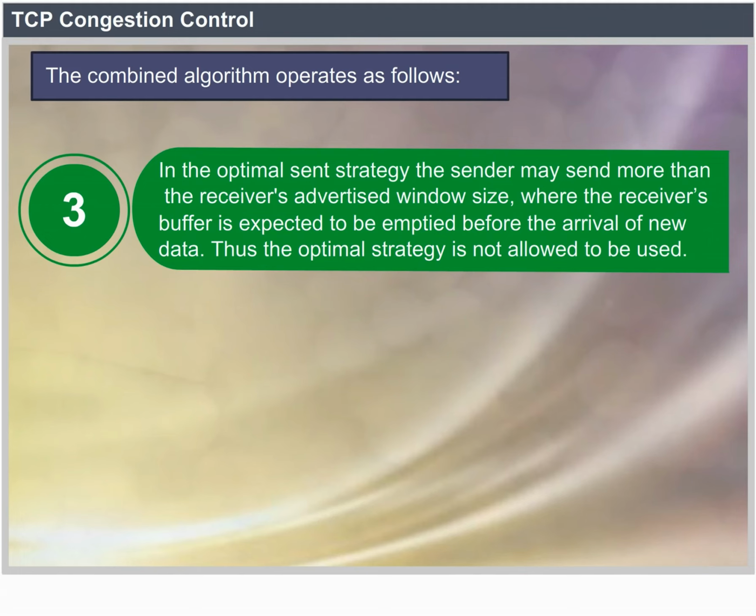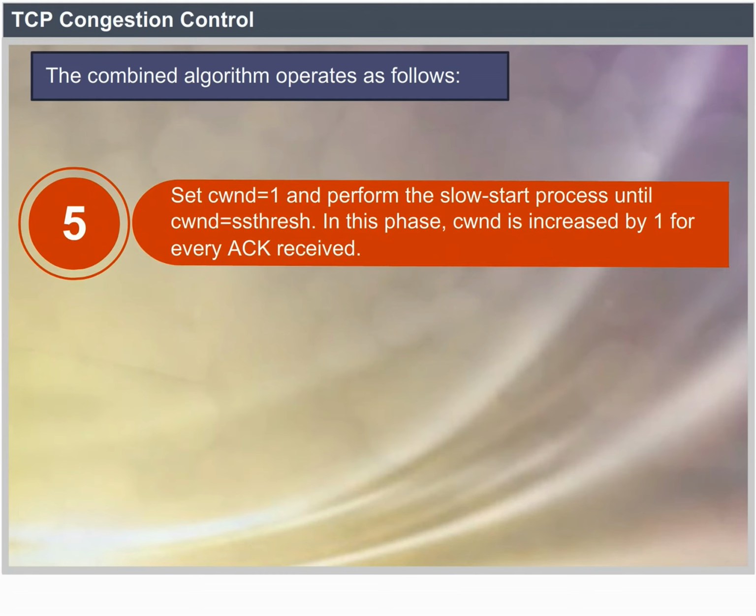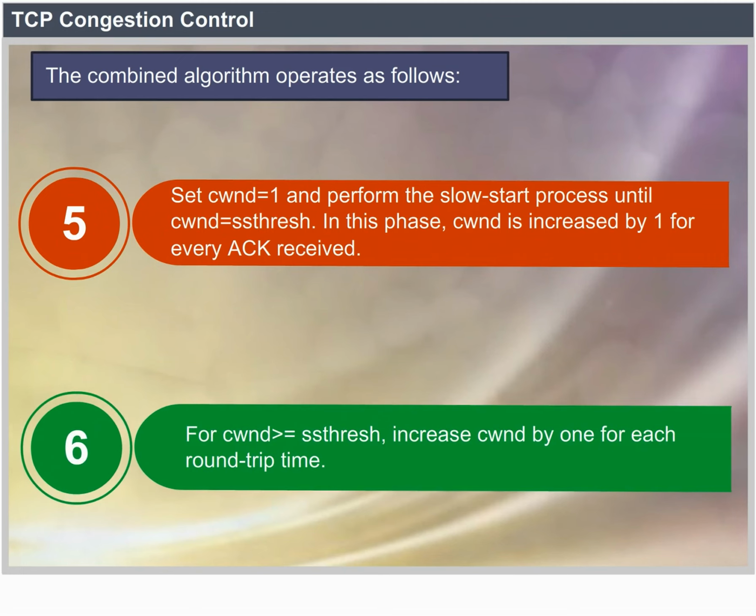When congestion occurs, indicated by a timeout, set SS thresh equal to CWND divided by 2. Set CWND equal to 1 and perform the slow start process until CWND is equal to SS thresh. In this phase, CWND is increased by 1 for every ACK received. For CWND greater than or equal to SS thresh, increase CWND by 1 for each round trip time.